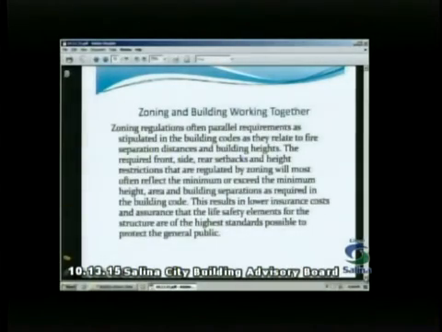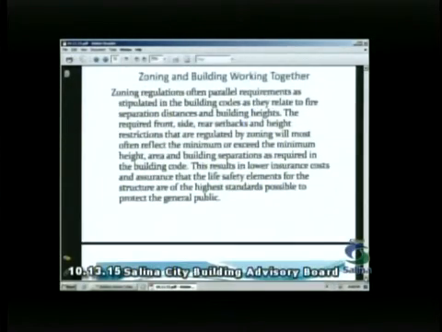This is to make sure that we have enough separation between each building, and that the height does not exceed that which is required by code and by zoning regulations. This often, or almost always, results in lower insurance costs and assurance that the life safety elements of the structure are of the highest standards possible to protect the general public. As I mentioned before, we should be very proud in the city of Salina that we do enforce the highest standards possible to protect our general public, and we will continue to do so.